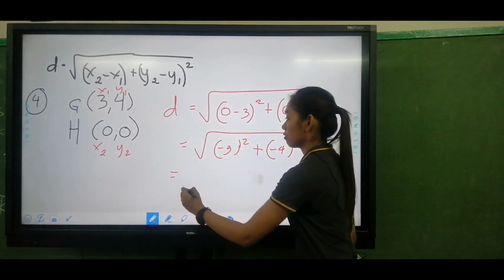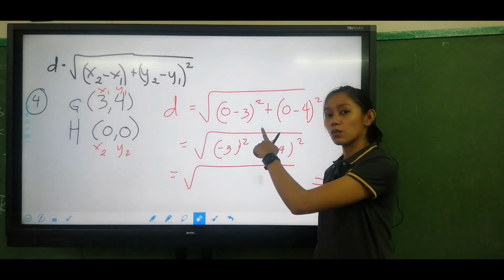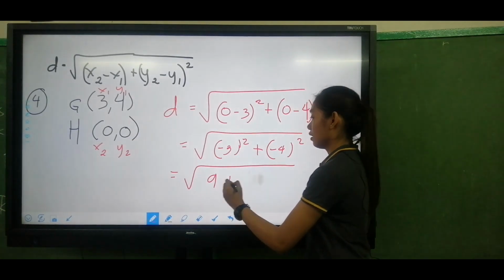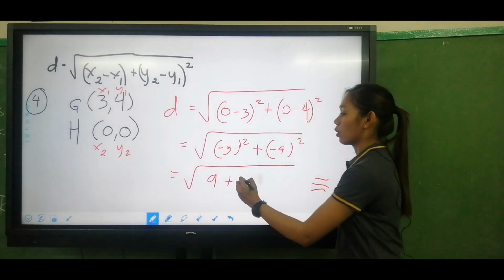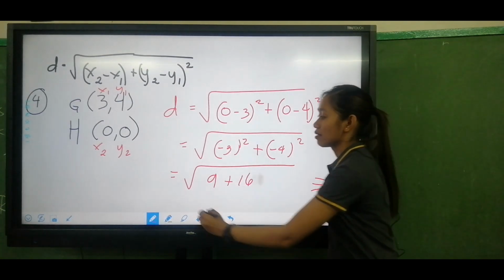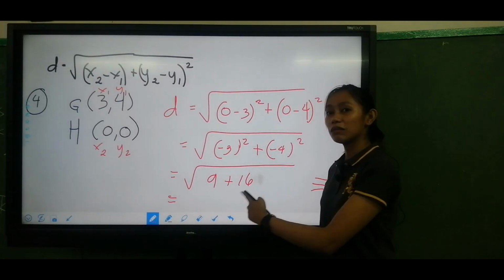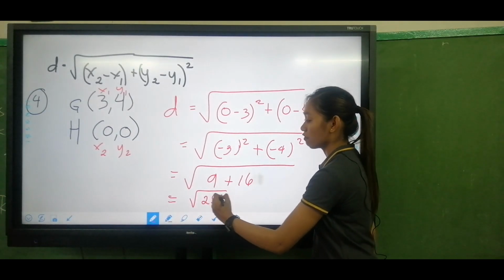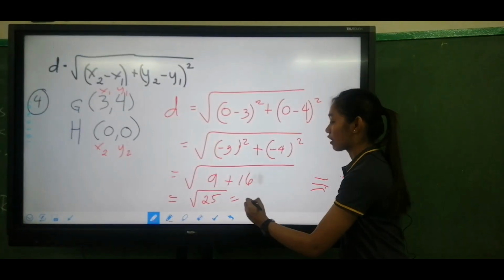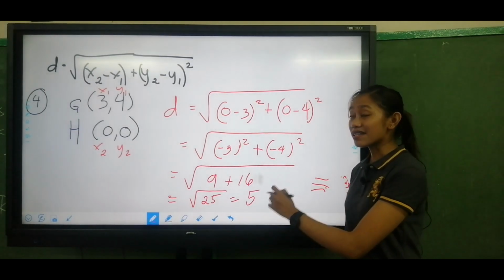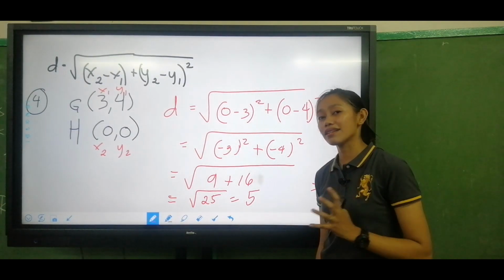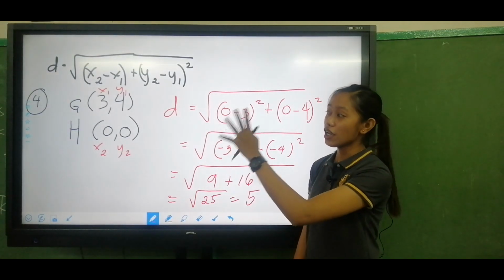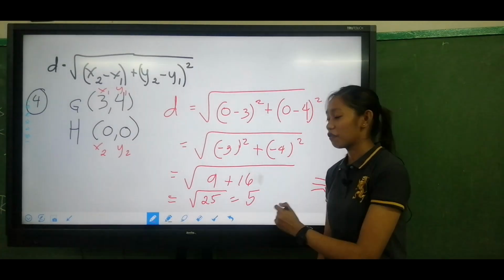Is equals to negative 3 squared, negative 3 times negative 3 is positive 9. Then negative 4 times negative 4 is positive 16. Then 9 plus 16 is 25. So square root of 25 is 5. So positive po yung kukunin natin kasi walang distance na negative. So therefore, the distance between point G and point H is 5.